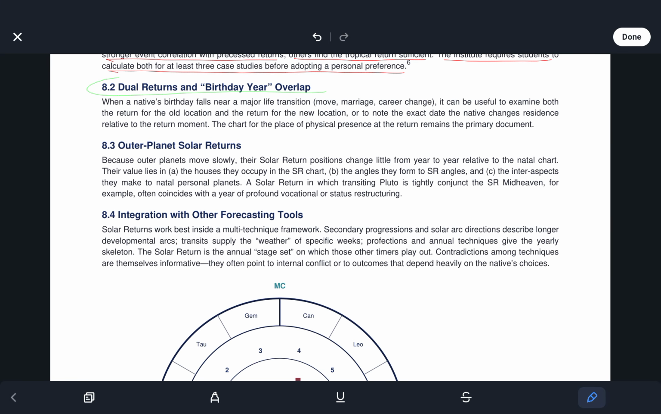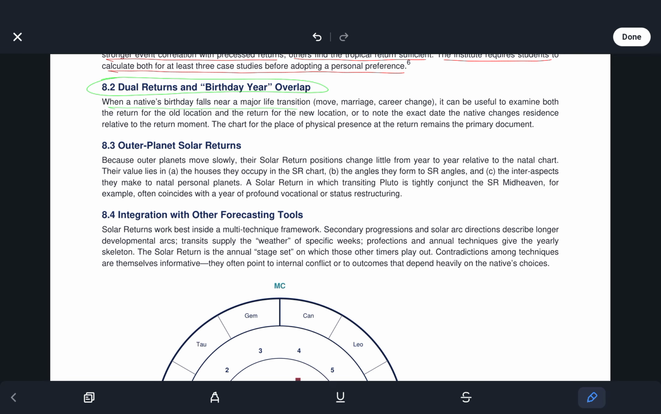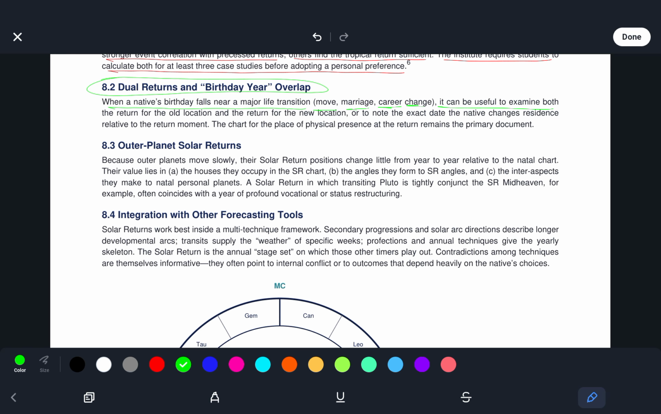Dual returns and birthday year overlap. When a native's birthday falls near a major life transition, move, marriage, career change, it can be useful to examine both the return for the old location and the return for the new location, or to note the exact date the native changes residence relative to the return moment. The chart for the place of physical presence at the return remains the primary document.